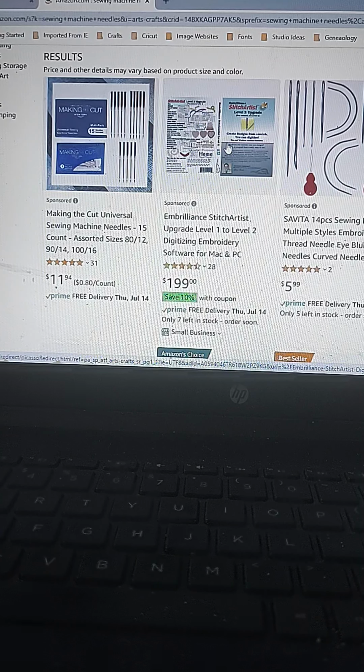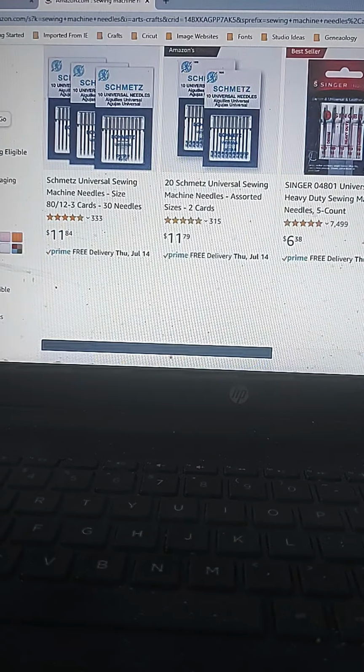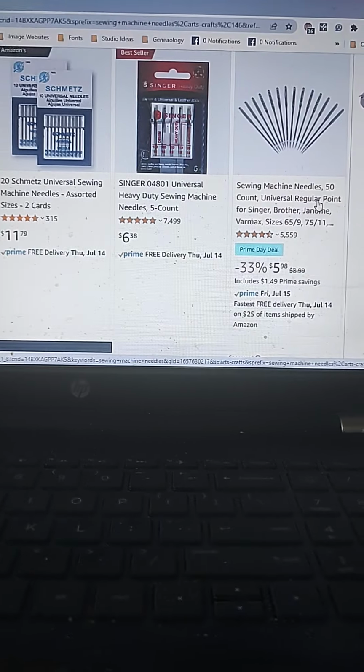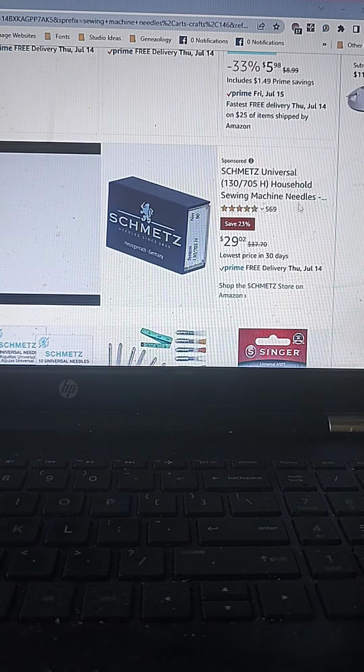And Stitch Artist, one of the Embrilliance modules, is on sale today. You can save 10% with a coupon. And I'm looking over here, 50 count. Let me slide you over so you can see it. This is a 50 count of sewing machine needles, $5.98. That's a kick butt deal. So something you definitely want to look at.